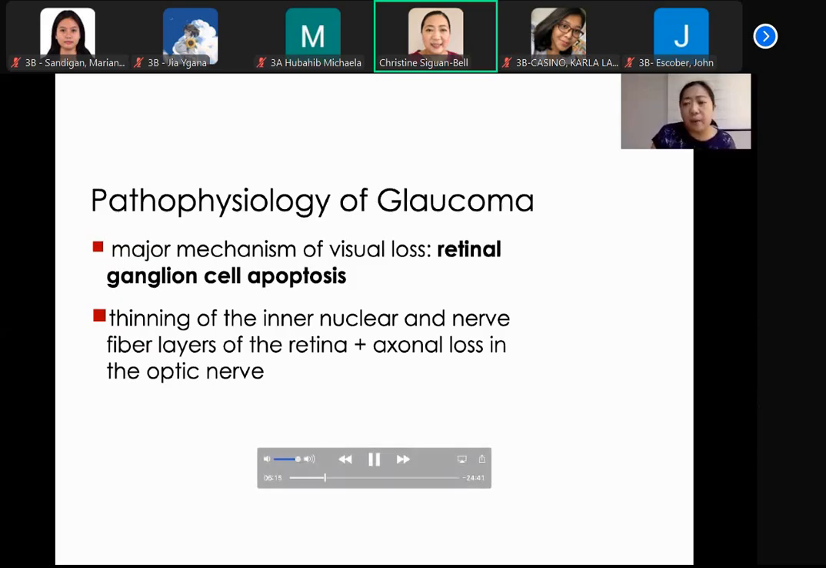The main pathophysiology of glaucoma is death of the retinal ganglion cells, or retinal ganglion cell apoptosis. There's also thinning in the inner nuclear and nerve fiber layer of the retina and axonal loss in the optic nerve. It cannot regenerate. That's why when there is optic nerve damage due to glaucoma, it is irreversible.